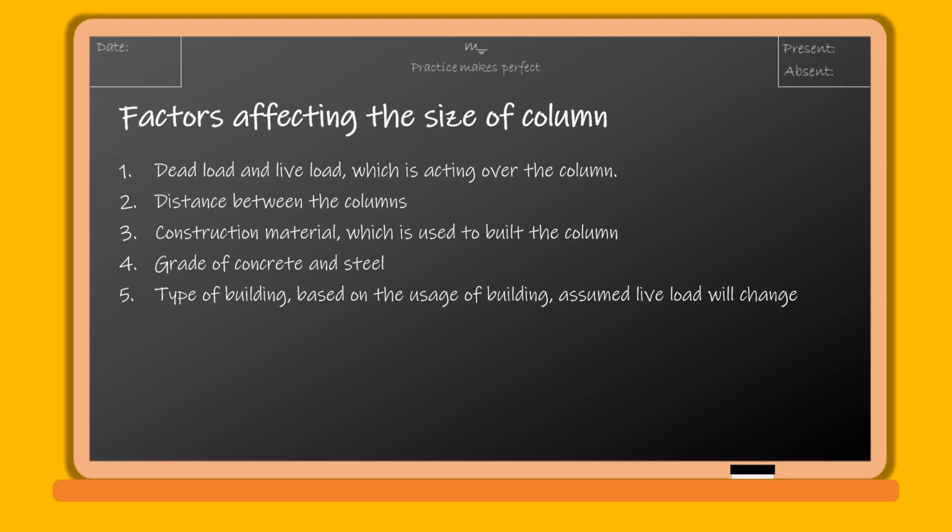Distance between the columns. If the distance between the columns is more than 4 meters, it will affect the cross-sectional dimension of the column, because it is subjected to carry the load from a huge area. Construction material which is used to build the column, because the variation will be in compression strength of material. Grade of concrete and steel. Type of building: based on the usage of the building, the assumed live load will change.